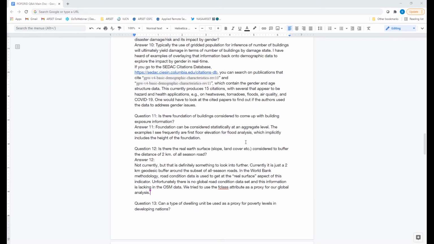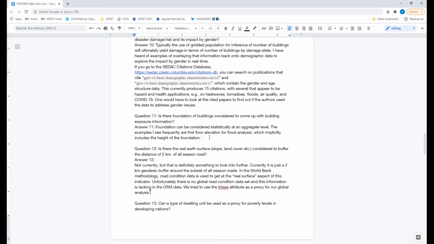Okay, question 11, and it looks like this is about exposure data, so possibly this is for you, Charlie. Is there a foundation of buildings considered to come up with the building exposure information? Well, as I expressed, you can develop the building exposure data at many different scales, but for this sort of aggregated view in general, you want to get the factors that are most directly applicable to the peril that you're trying to analyze.